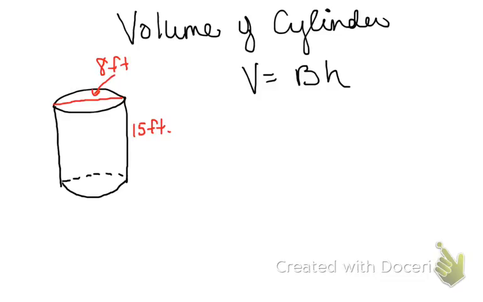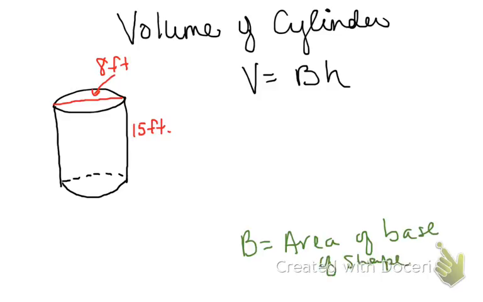Big B represents, and I'll use a different color so you can see the difference in the two, big B represents the area of the base of the shape. Alright, so if you look, the base of this shape is a circle. So I'll draw a little circle here. We're looking for the area of that, which is area equals pi r squared.